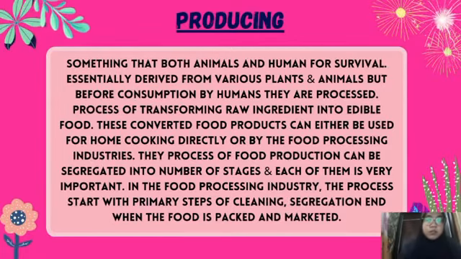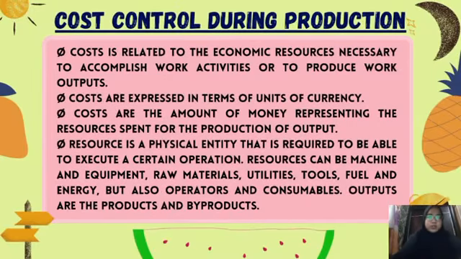The process of food production can be segregated into a number of stages, and each of them is very important. In the food processing industry, the process starts with the primary steps of cleaning and segregation, and then the food is packed and marketed. Cost control during production.